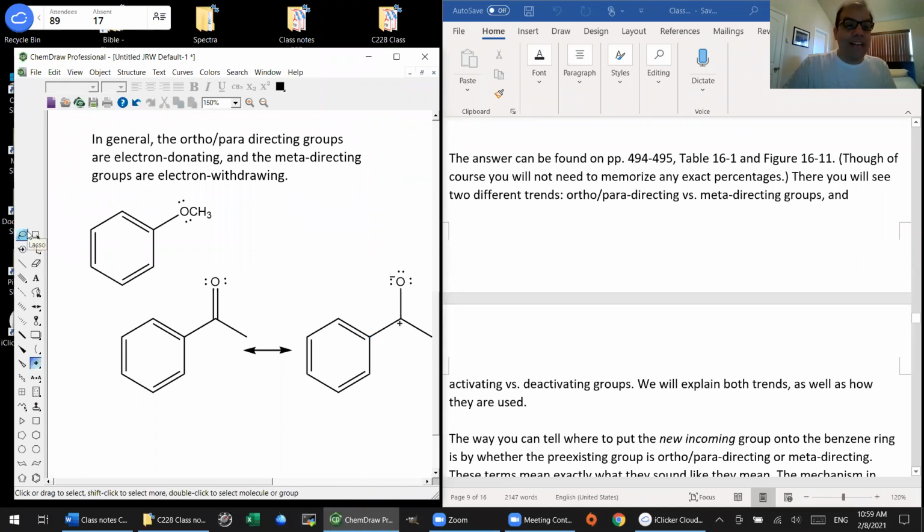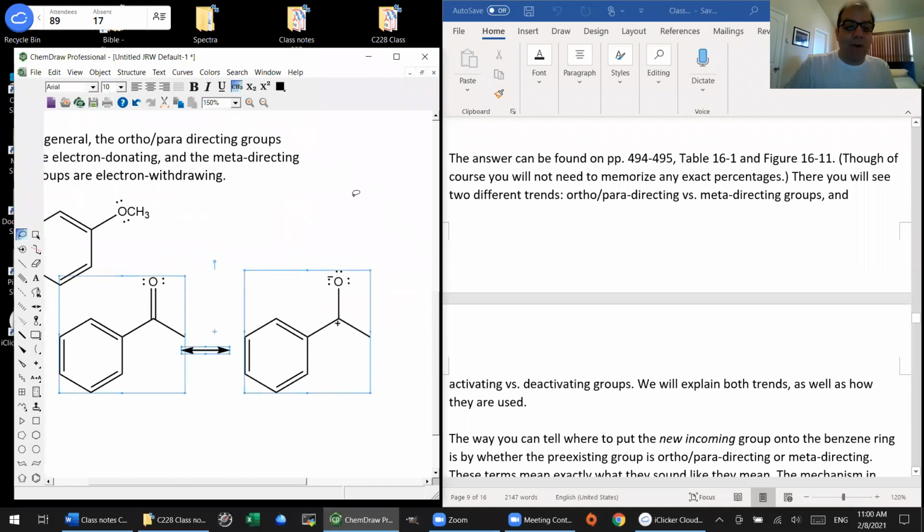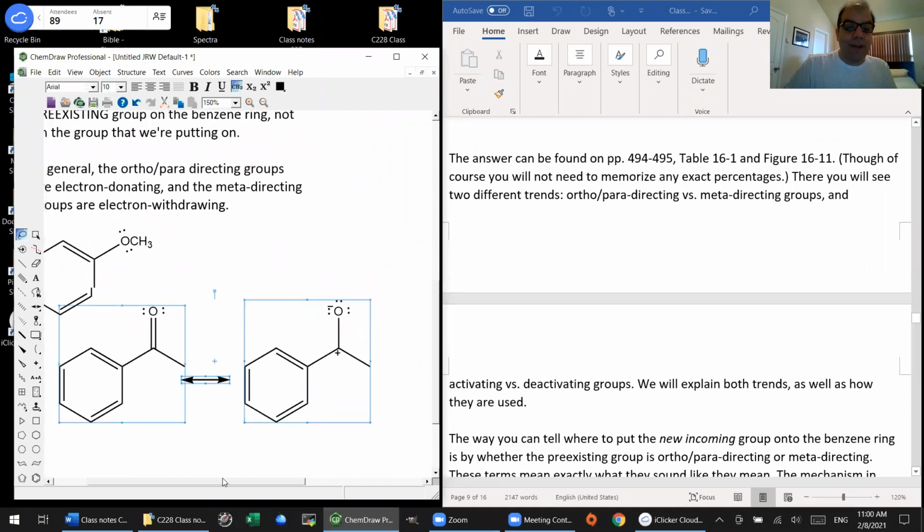So understanding those things will help you to understand that table, because I guarantee you, if you go into the exam not understanding anything and expecting that the table will save you, it won't. You need to understand this. And so that's what we're going to spend most of the time talking about today, is why the ortho-para-directing groups are ortho-para-directing, and why the meta-directing groups are meta-directing.